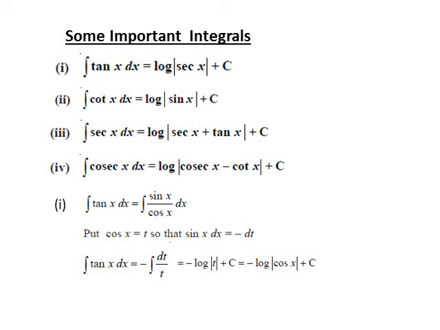In the next step, replace t by cos x. So we get integral of tangent x with respect to x equals minus log mod cos x plus c. Apply laws of logarithm to get minus log mod cos x equals log mod secant x. So for integral of tangent x with respect to x, both the answers are correct: minus log mod cos x plus c and log mod secant x plus c.